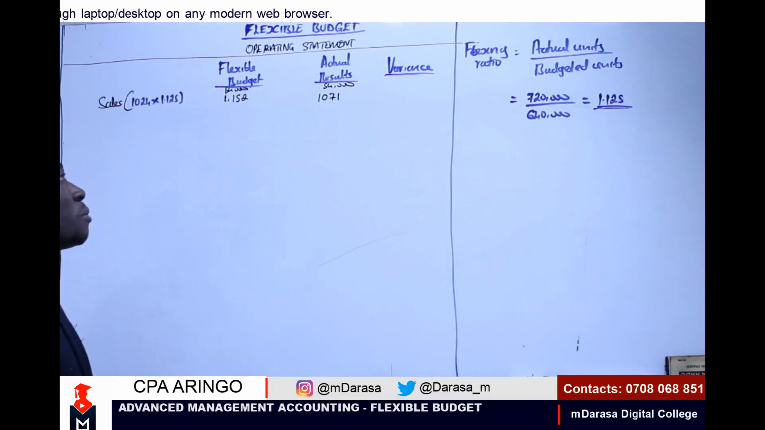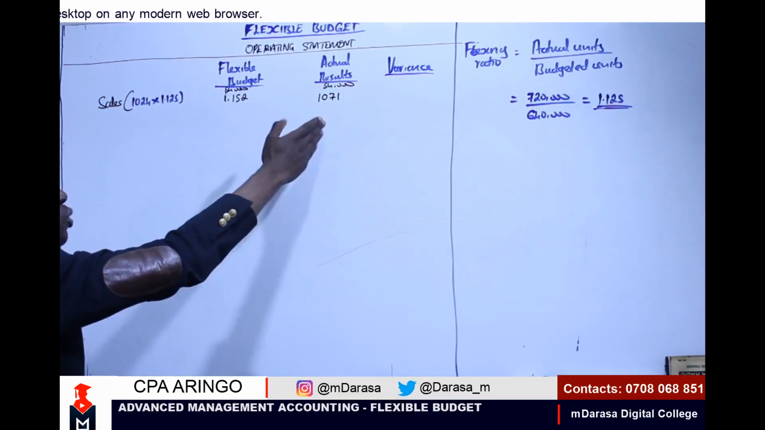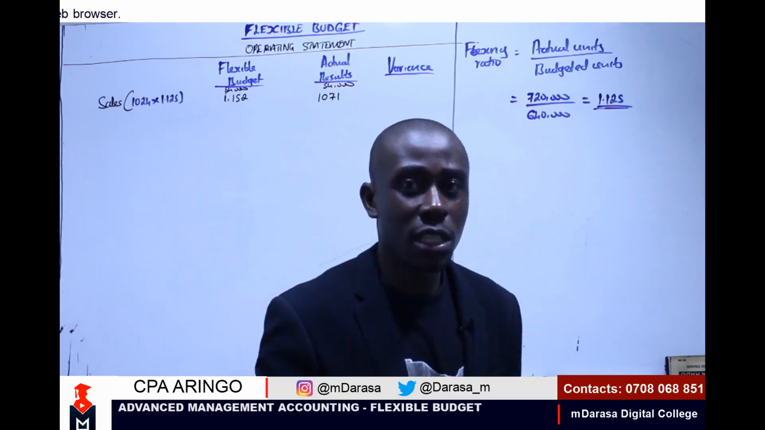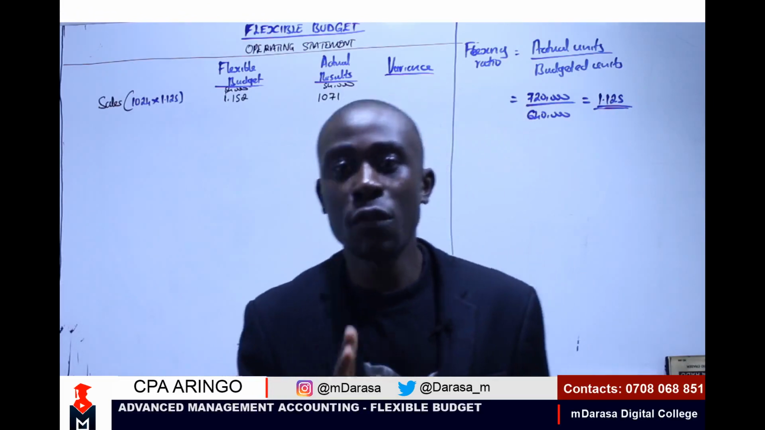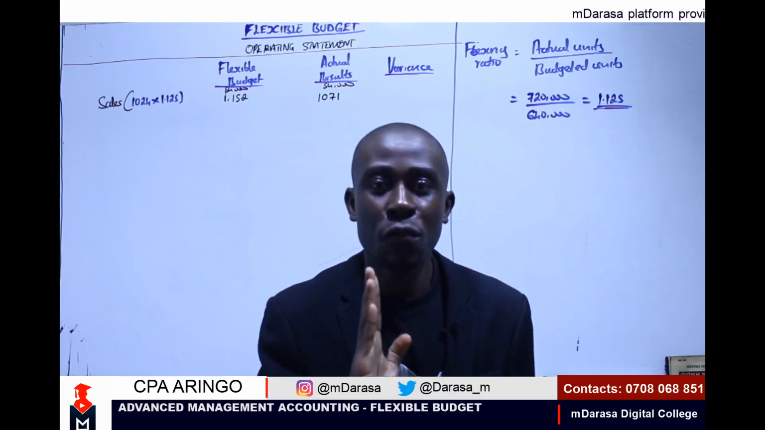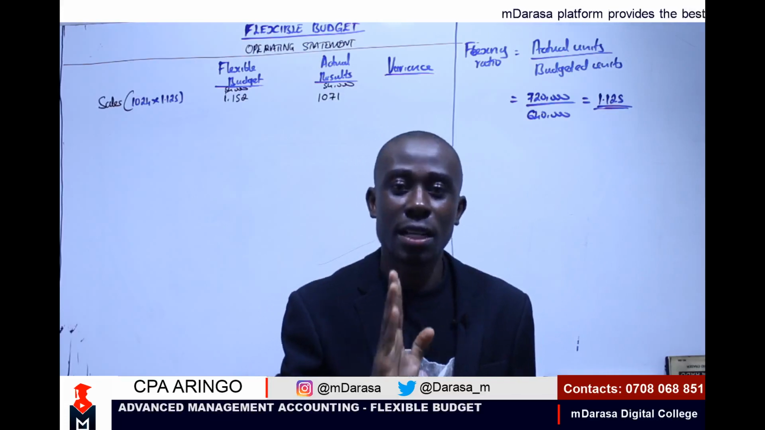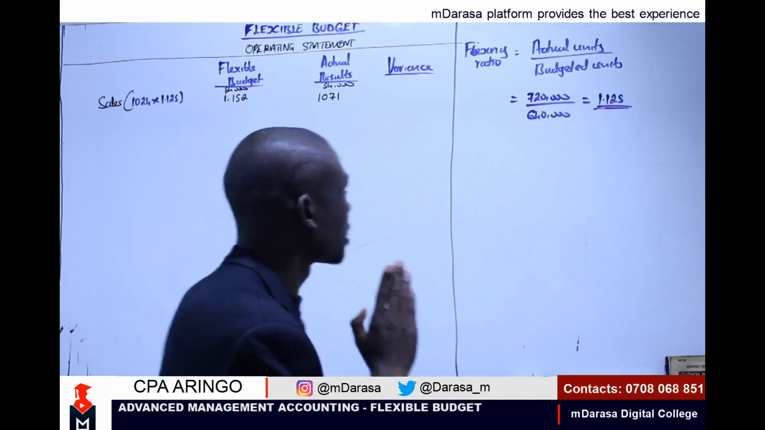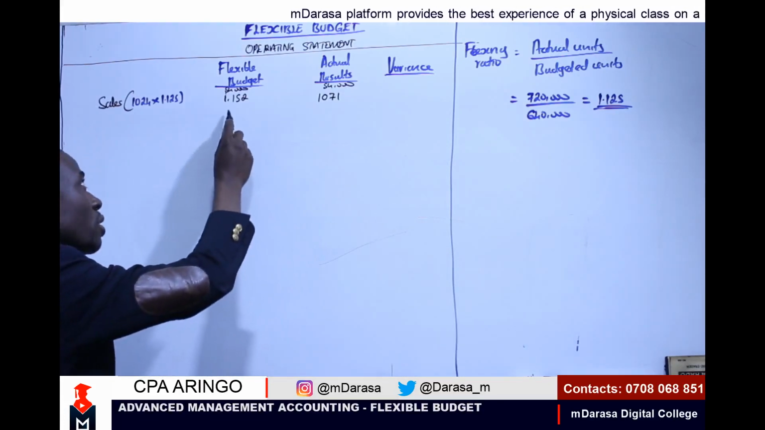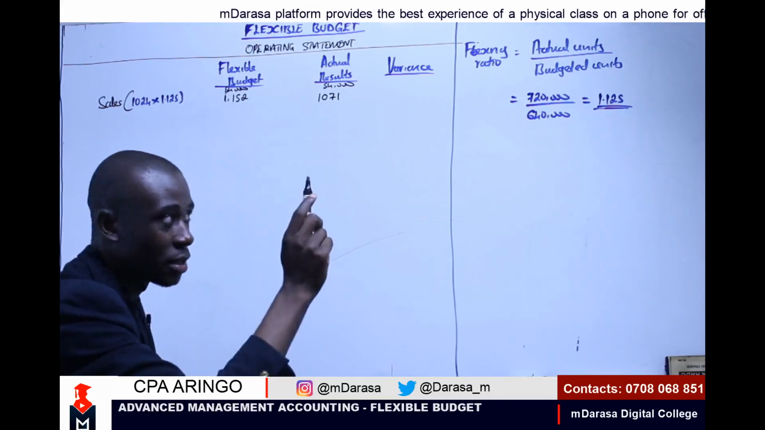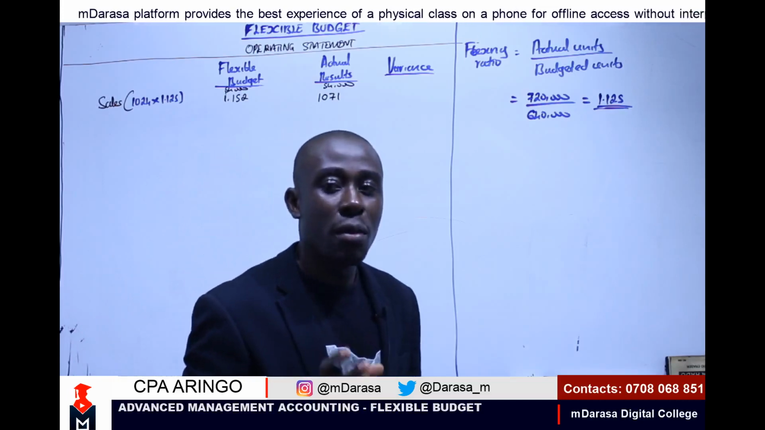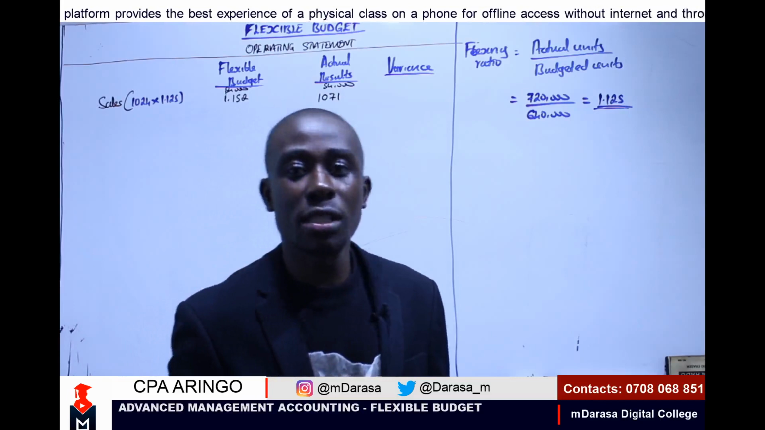The variance in this case, remember, I'm comparing the budget and the actual results, and we are talking of revenue. A good student by now who is doing advanced management accounting should be able to know the different types of variances that we'll be talking about. We'll always talk of favorable variance and adverse variance. Looking at our revenue here, my flexible budget is 1,152,000 in regard to sales. Our actual is 1071. A good student will tell us if I'm having a favorable variance or an adverse variance.